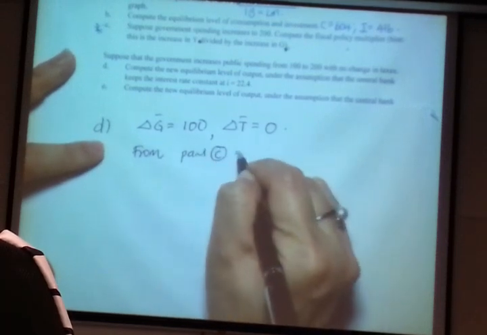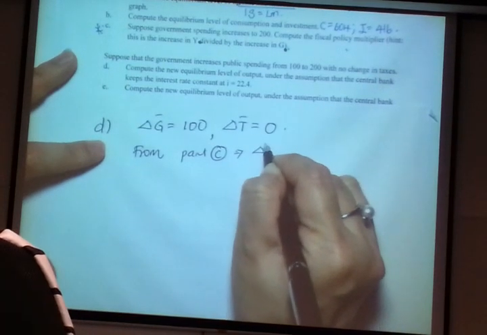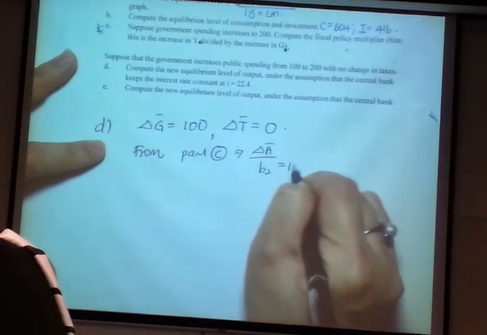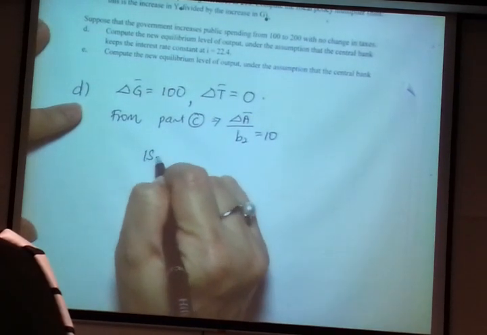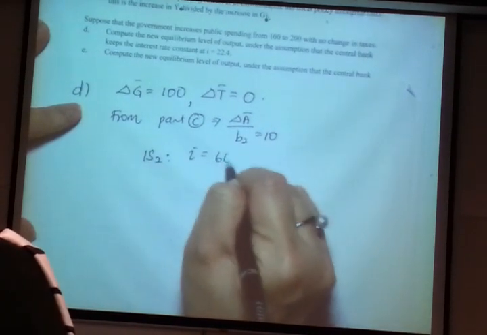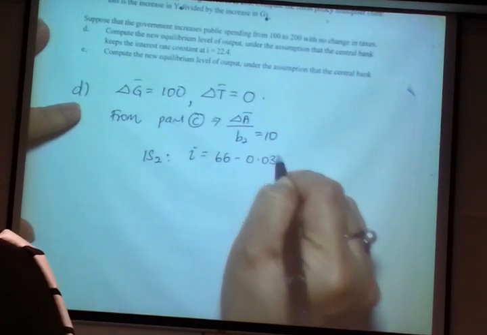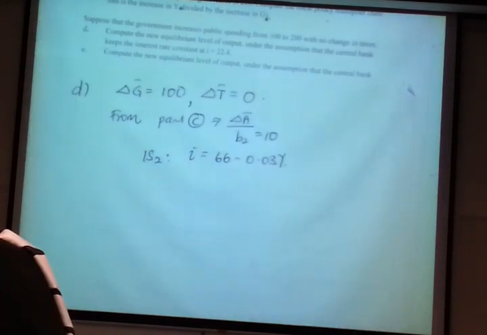Right, we know the change in A bar over B2 was 10. And our new IS2 was 66 minus 0.031. So it's the same question because government increased spending. We need to find our new IS. We did it in part C already, which I'll quickly review with you. So we need an LM.